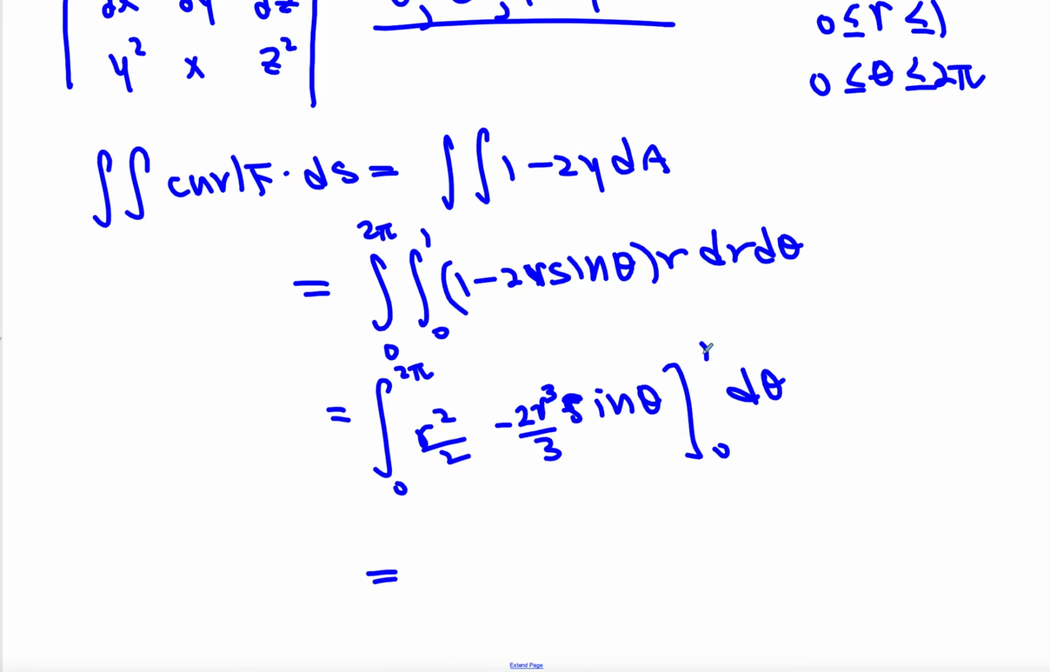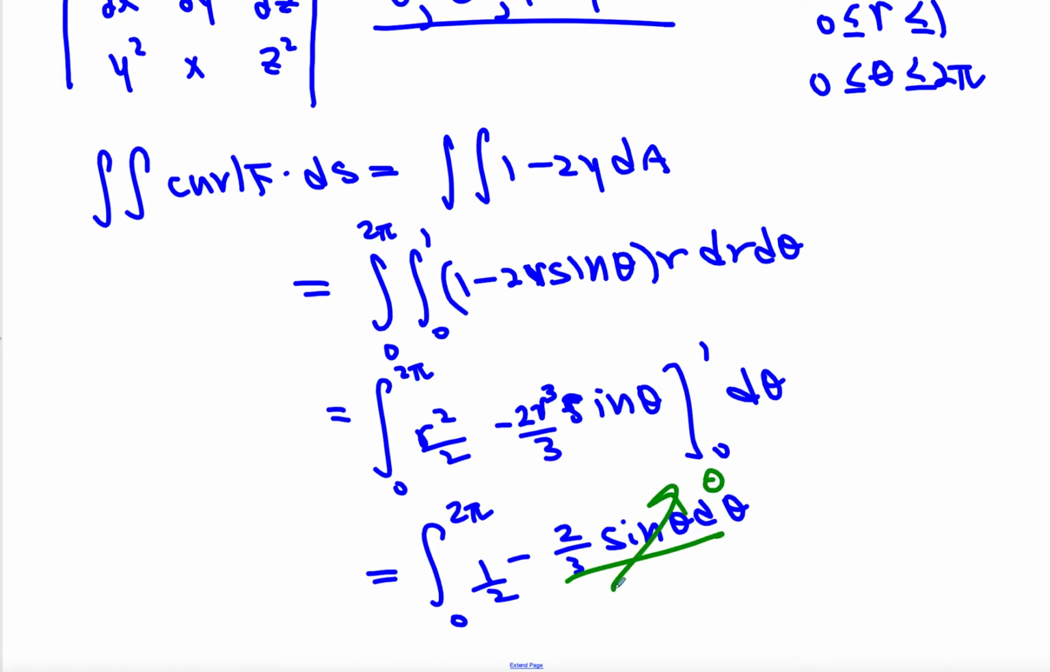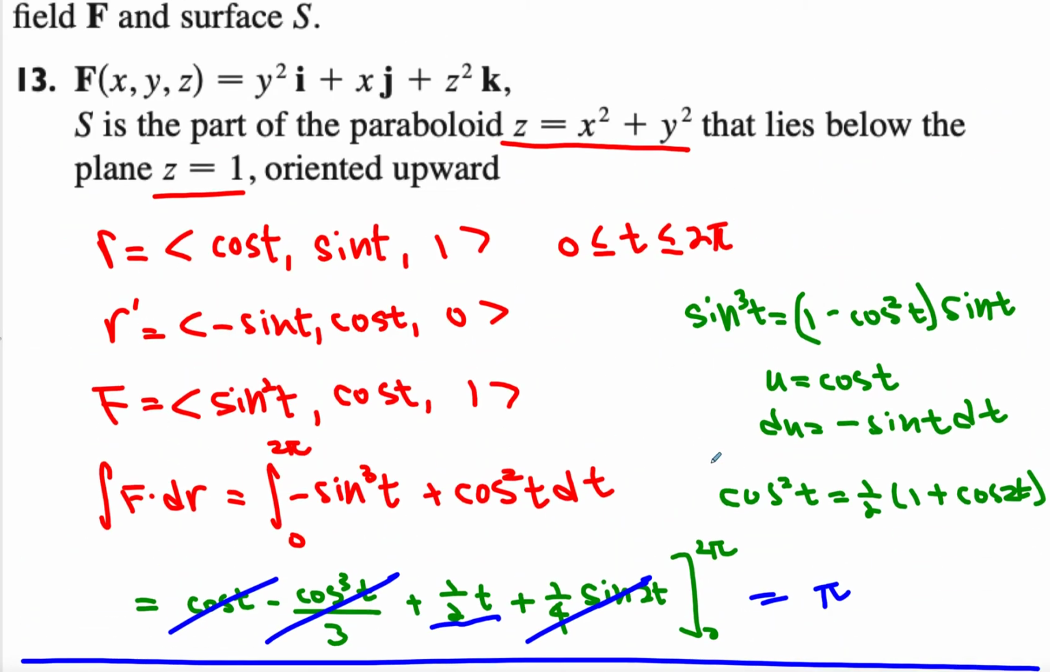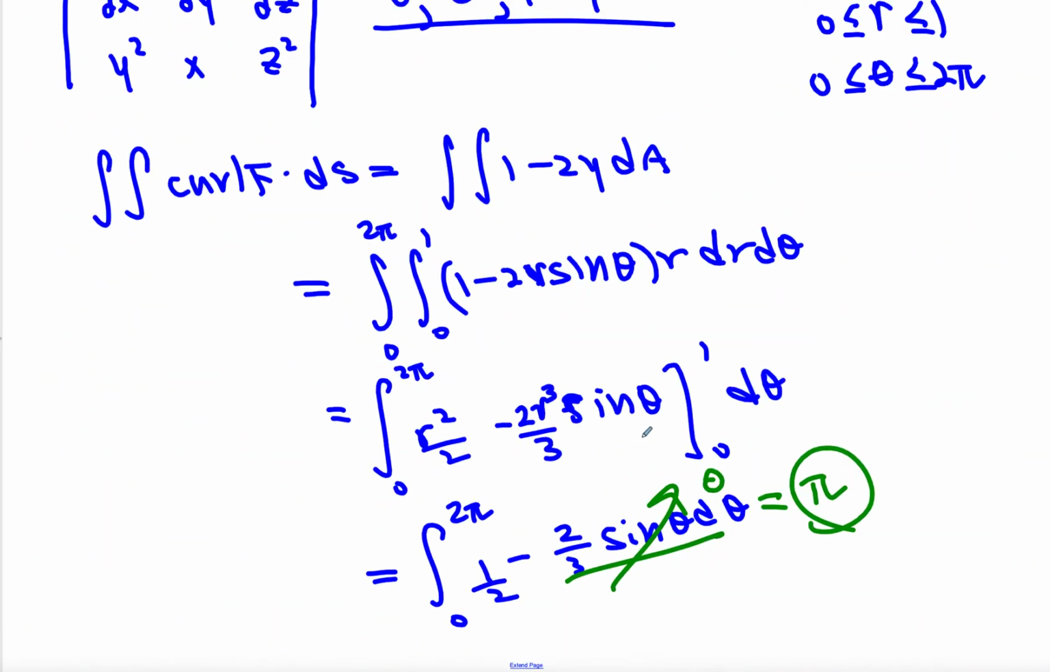Then what we end up getting is when you plug in the 1 and 0, when you plug in 0, everything is a 0. But when you plug in 1, we get 0 through 2 pi, 1/2 minus 2/3 sine theta d theta. You know that sine theta from 0 through 2 pi would be equal to 0. And then 0 through 2 pi, 1/2 gets you simply pi. So therefore, either way, we will end up getting pi. That's how we can get this answer.